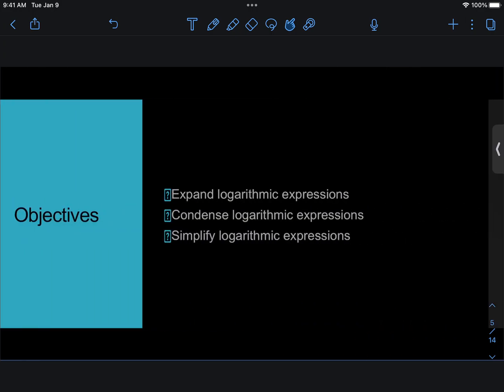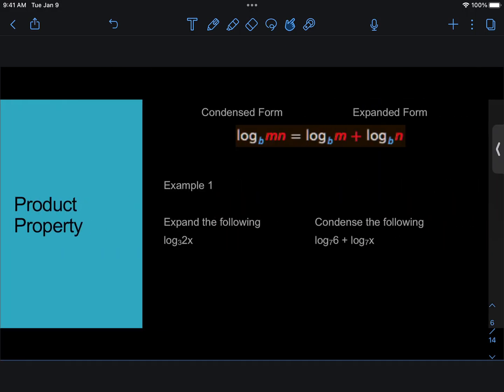In this video, we'll be expanding and condensing logarithmic expressions. So the first property we're looking at is the product property. There's two forms with the product property that are equivalents of one another. One is in this form. This is what's known as the condensed form, meaning that it's condensed into a single logarithm.